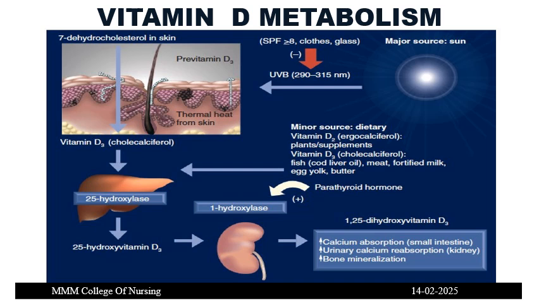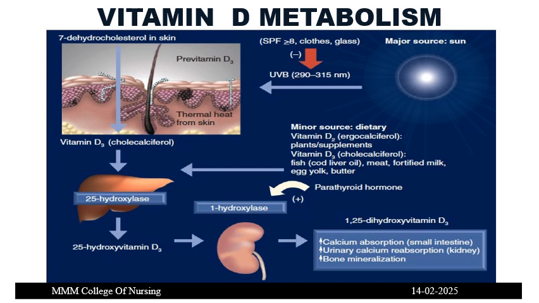Okay, this acts on this 25 hydroxy vitamin D3 and converts it into 1,25 dihydroxy vitamin D3. So that is the active form of vitamin D3 in the blood, which causes increased calcium absorption in the small intestine, increased urinary calcium resorption in the kidney, and increased bone mineralization. So for all these three things to happen, we need the active form of vitamin D3, called 1,25 dihydroxyvitamin D.